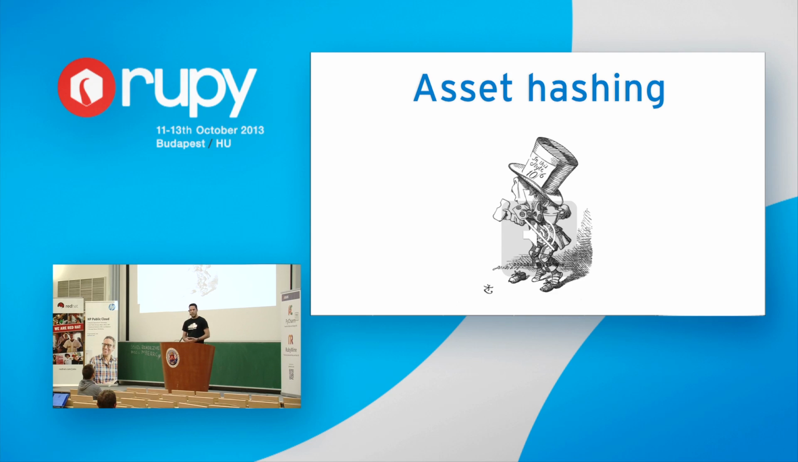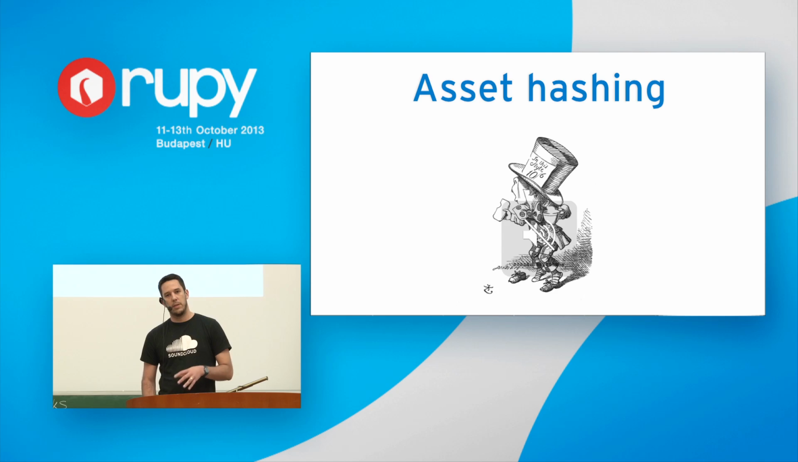So the first one is asset hashing. Before I start on this, I'll just clarify what I mean by assets. Obviously, images everyone considers an asset, but you should also consider anything which is static after your build process. That would include your JavaScript, your CSS, all files that are read from the disk are an asset.